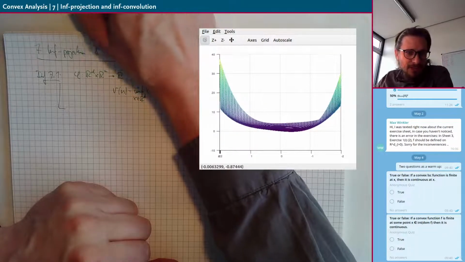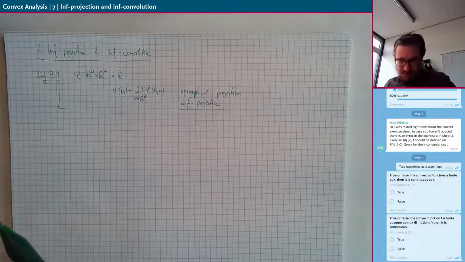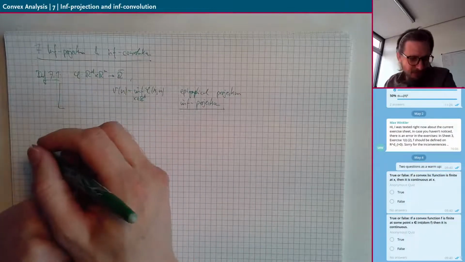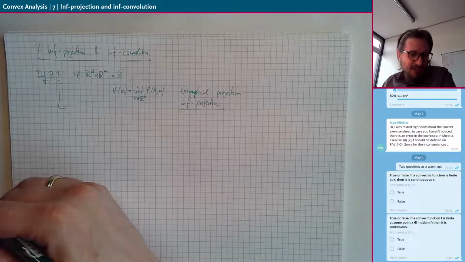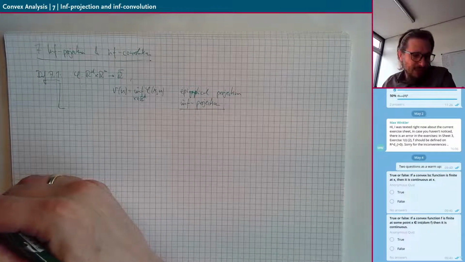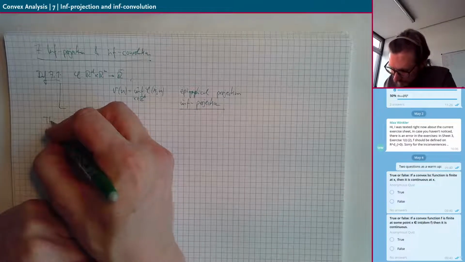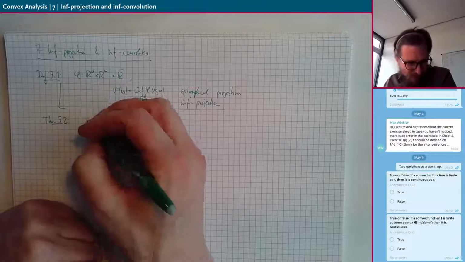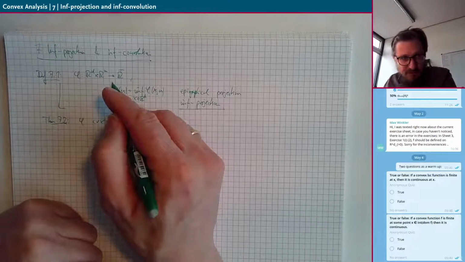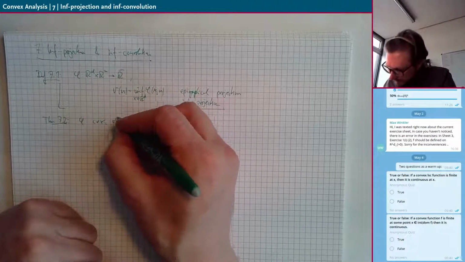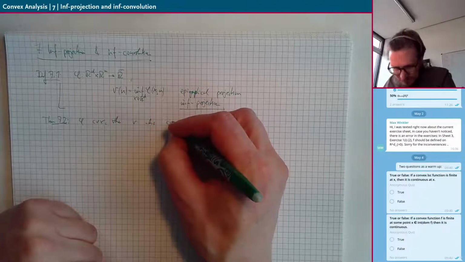Okay, so that's that. Of course it's related to convexity. And one thing which seems obvious from the picture is that inf-projections of convex functions are convex. That's true, and that's Theorem 7.2. So if phi is convex, then V is also convex.